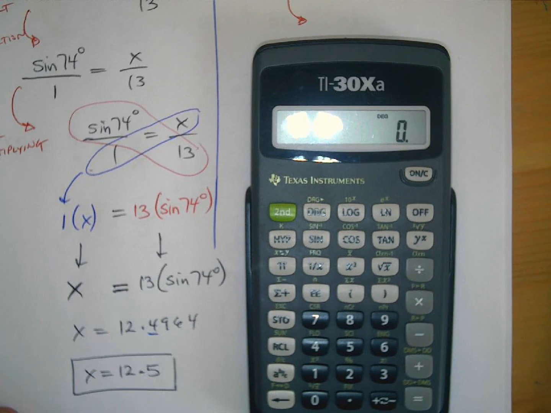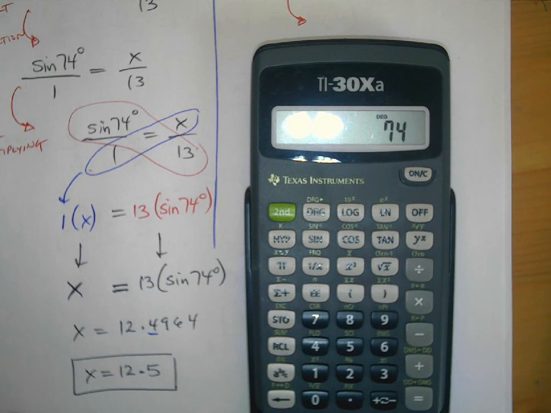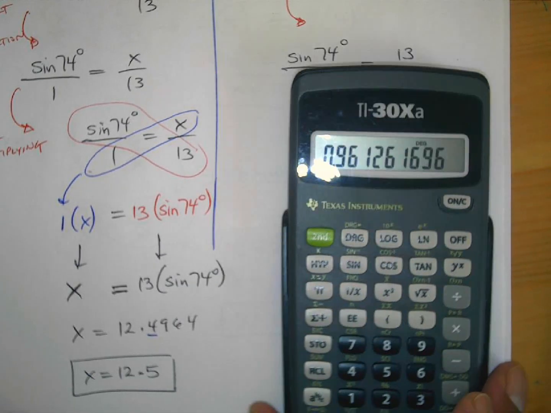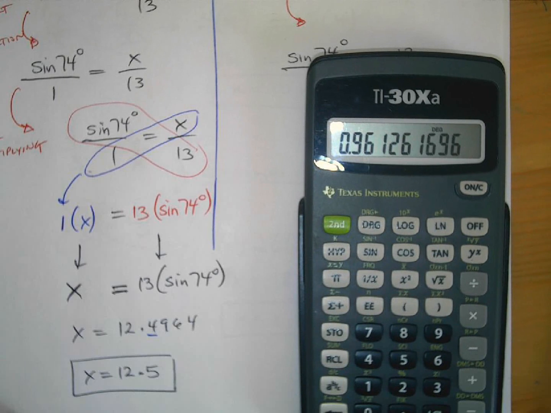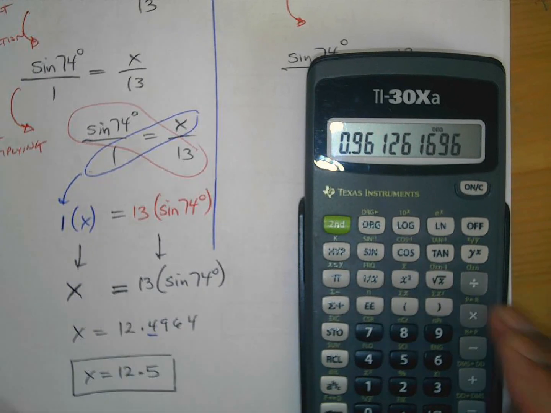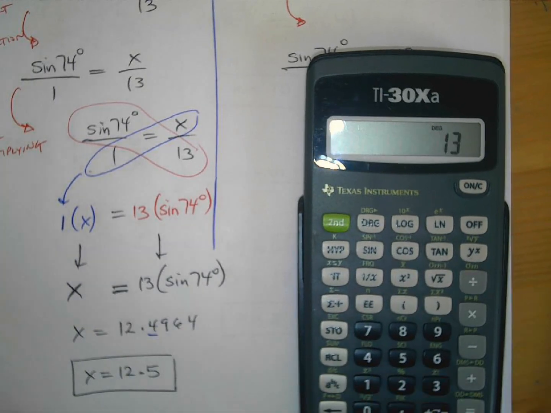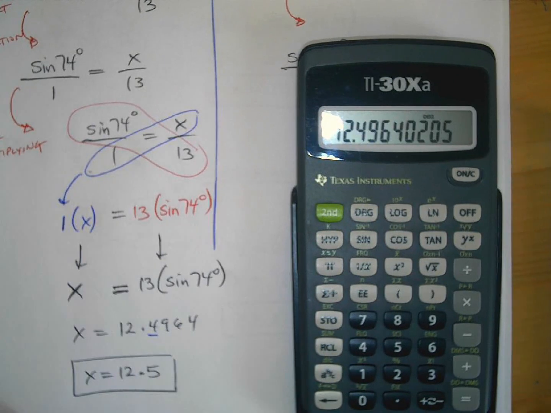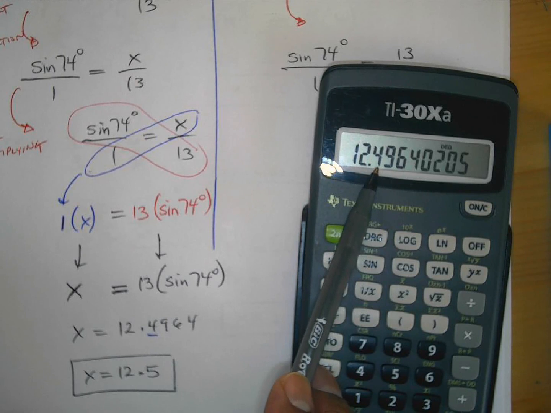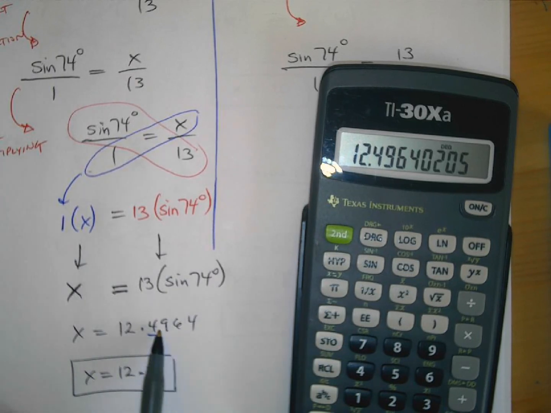Remember, I've talked about this before. Some calculators, the way you push the buttons is different. So I actually have to do 74, then sine. That's the answer for sine of 74. Then times what? This is times 13. 13 times this value. So you have to hit times 13 and then hit equals, and you'll get the 12.49, which is 12.4964, but we rounded it up to 12.5.